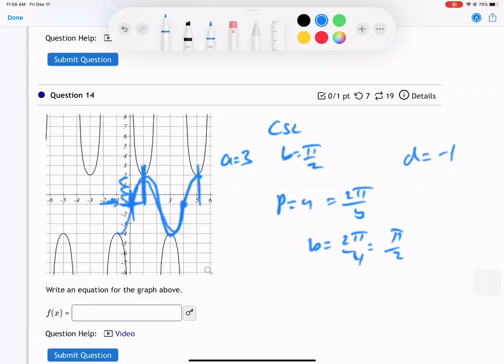Pi over 2. So the amplitude is 3. Cosecant, my b value is pi over 2. X minus 1.